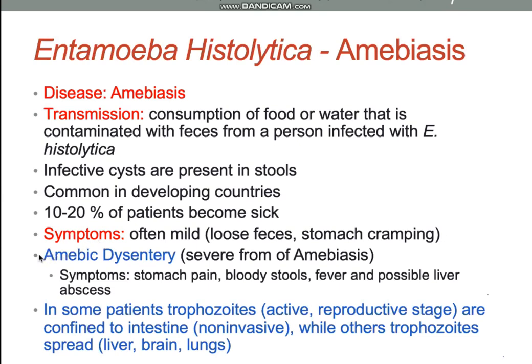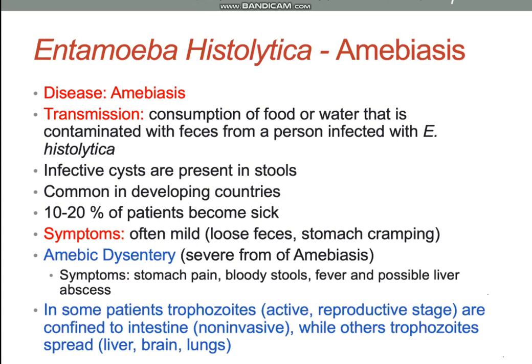However, there is a severe, more pathogenic form of the infection. It's called amoebic dysentery. This is an invasive form of Entamoeba histolytica. So if Entamoeba histolytica stays in the GI system, it will be fine. There will be no problem, just the common GI problems. With amoebic dysentery there is blood, which is something unique, perhaps, among the intestinal parasites.